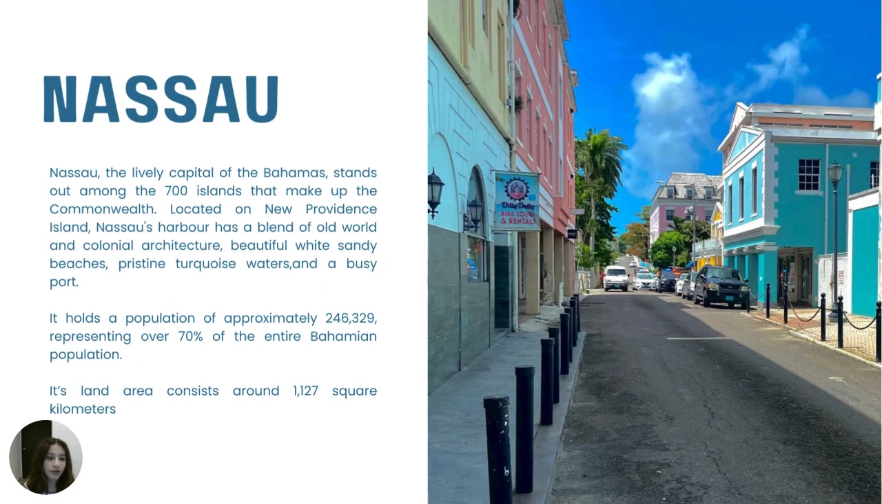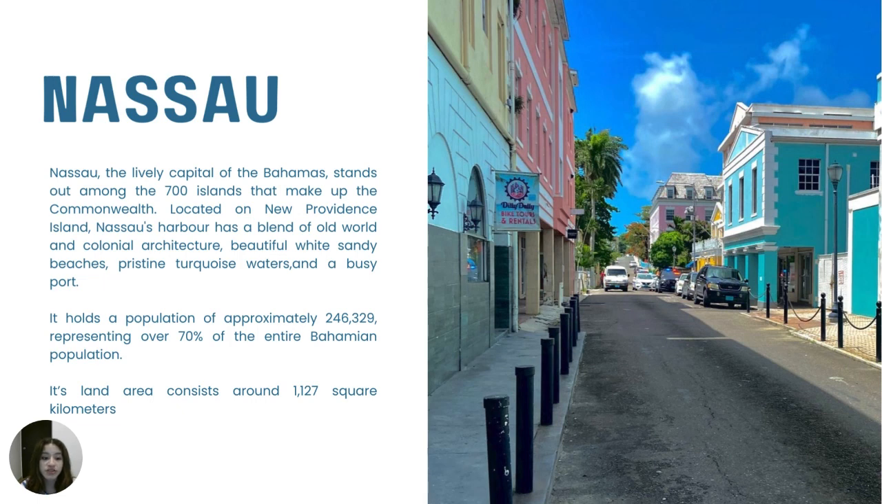Well, I'll tell you a little bit about the area I chose, Nassau. It is the lively capital of the Bahamas. It stands out among the 700 islands that make up the Commonwealth. Located on New Providence Island, Nassau's harbor has a blend of old world and colonial architecture, beautiful white sandy beaches, pristine turquoise waters, and a busy port.